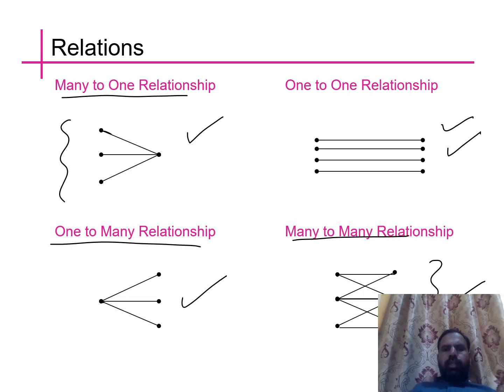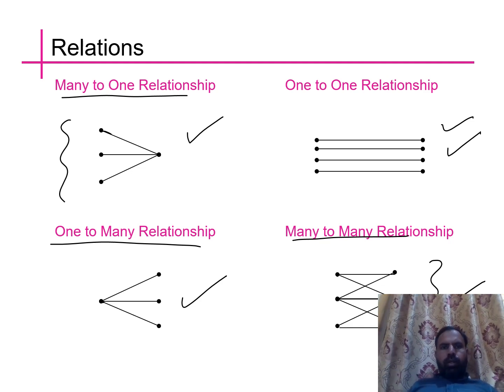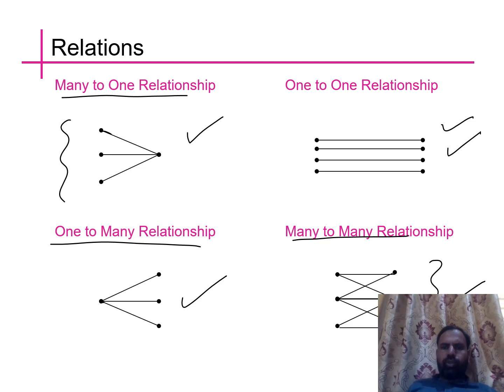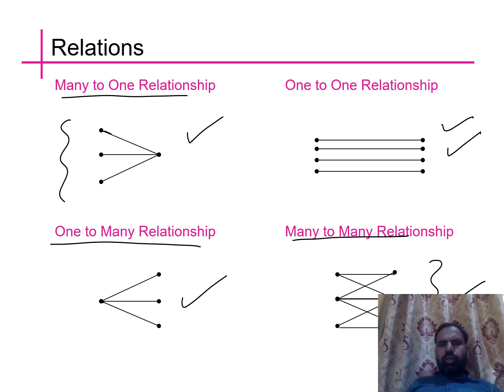This is the many to one relationship, one to one relationship. This shows one to many relationships, and this one shows many to many relationships.